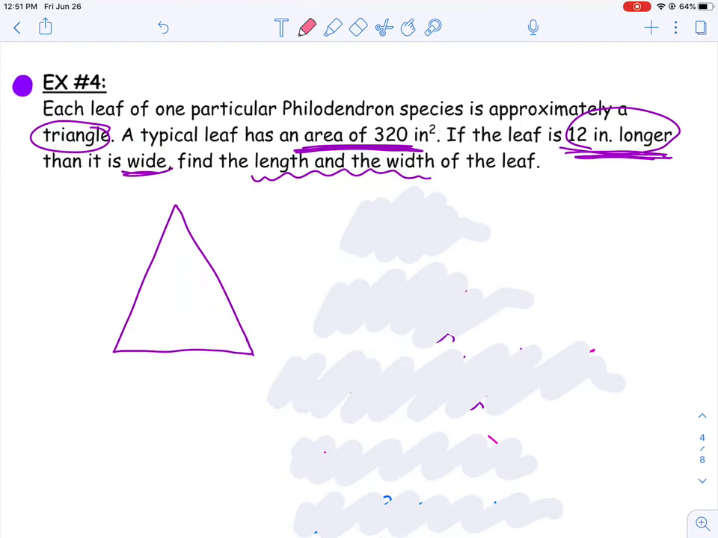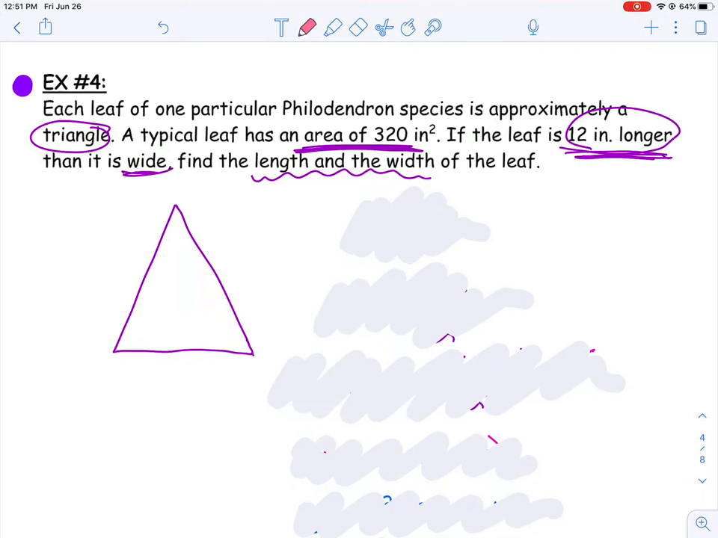It says here in example number 4, each leaf of one particular philodendron species, I guess some sort of a plant, right, is approximately a triangle. So we have a triangle, helps me kind of visualize. A typical leaf has an area of 320 square inches. If the leaf is 12 inches longer than its width, find the length and the width of the leaf. So we're trying to find the dimensions, length and width. So our final answer should be that, length and width in inches.